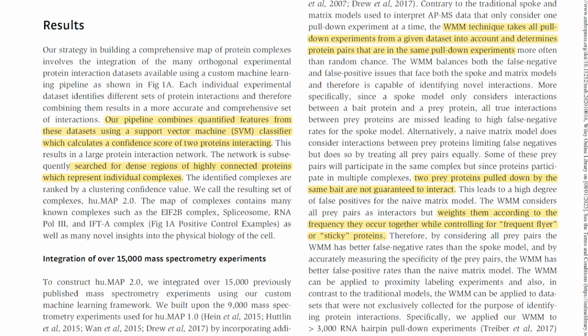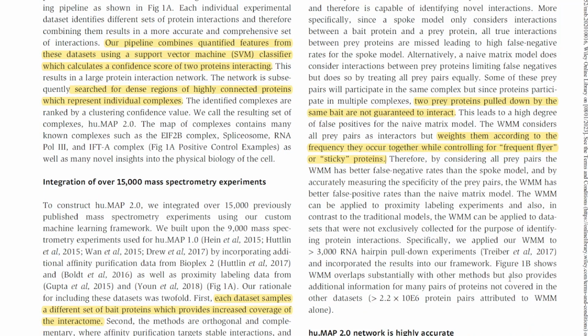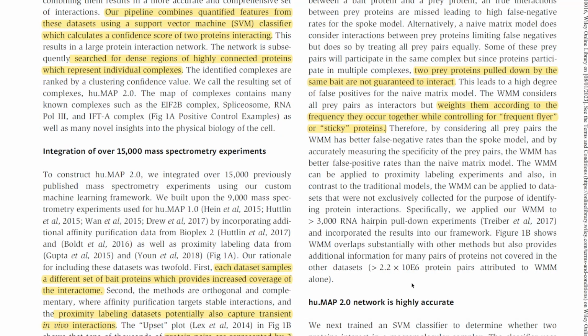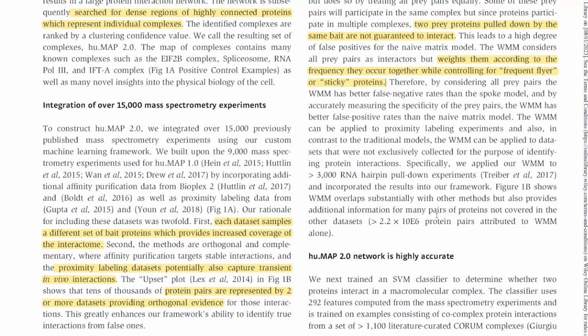The WMM can be applied to proximity labeling experiments and also, in contrast to the traditional models, the WMM can be applied to datasets that were not exclusively collected for the purpose of identifying protein interactions. Specifically, we applied our WMM to greater than 3,000 RNA hairpin pulled-down experiments, Triber et al., 2017, and incorporated the results into our framework. Figure 1b shows WMM overlaps substantially with other methods but also provides additional information for many pairs of proteins not covered in the other datasets, greater than 2.2 times 10^6 protein pairs attributed to WMM alone.